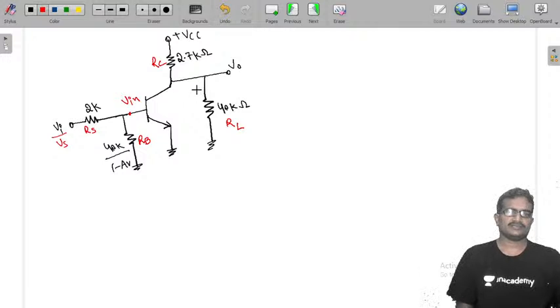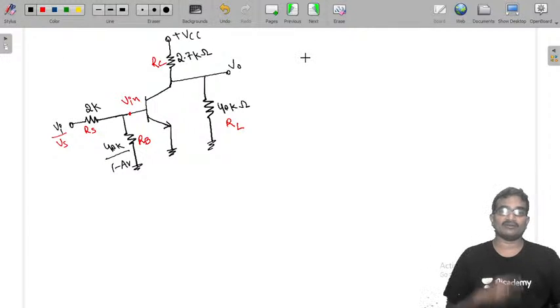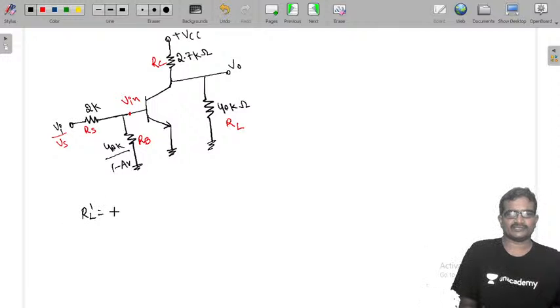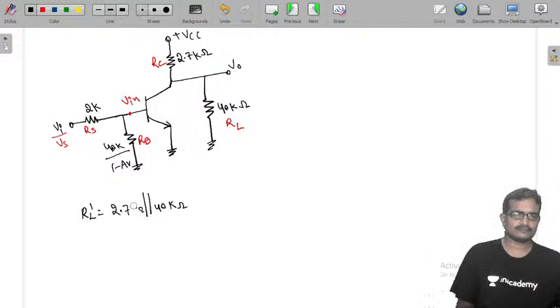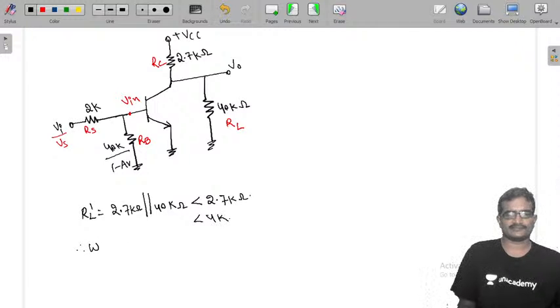Now first I am going to calculate RL dash, because first I want to know whether I have to go for the exact model or approximate analysis. For that I calculate RL dash, which is 2.7K parallel with 40K. No doubt it is less than 2.7K, so it is less than 4 kilo ohms. Therefore we go for approximate analysis.